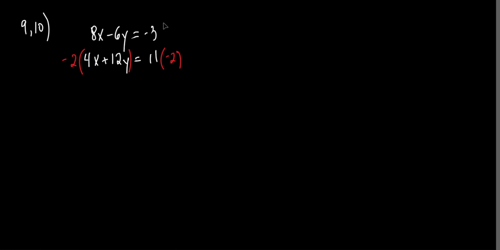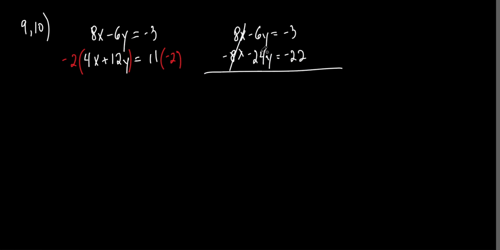Okay? All right, let's go a little faster since we've already done this before. So 8x minus 6y equals -3. And this is going to be negative 8x. This is going to be what? Minus 24y. And this is going to be minus 22. All right, the x's eliminate. What's this become? Negative 30y. And this is negative 25. This doesn't come out very pretty, but that's okay. It can come out to a fraction.